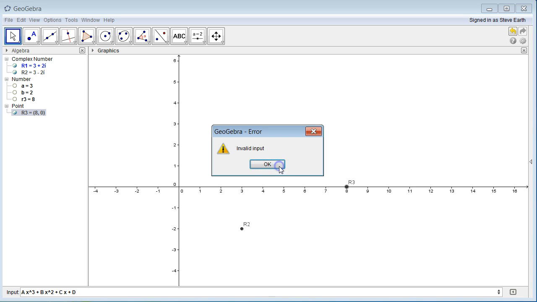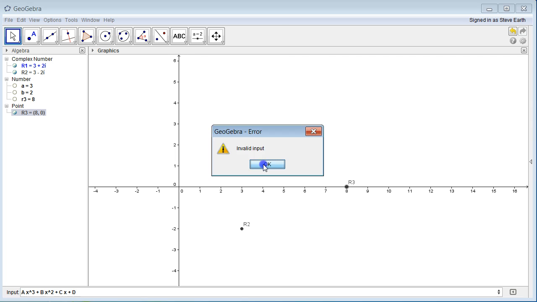So I'm going to hit cancel. I don't want to create sliders. And it says invalid input. Why is it giving me an error for invalid input? Well, if you look at what we typed, we have a capital A, capital B, capital C, capital D, but we never defined those. We need to actually come up with formulas for A, B, C, and D.